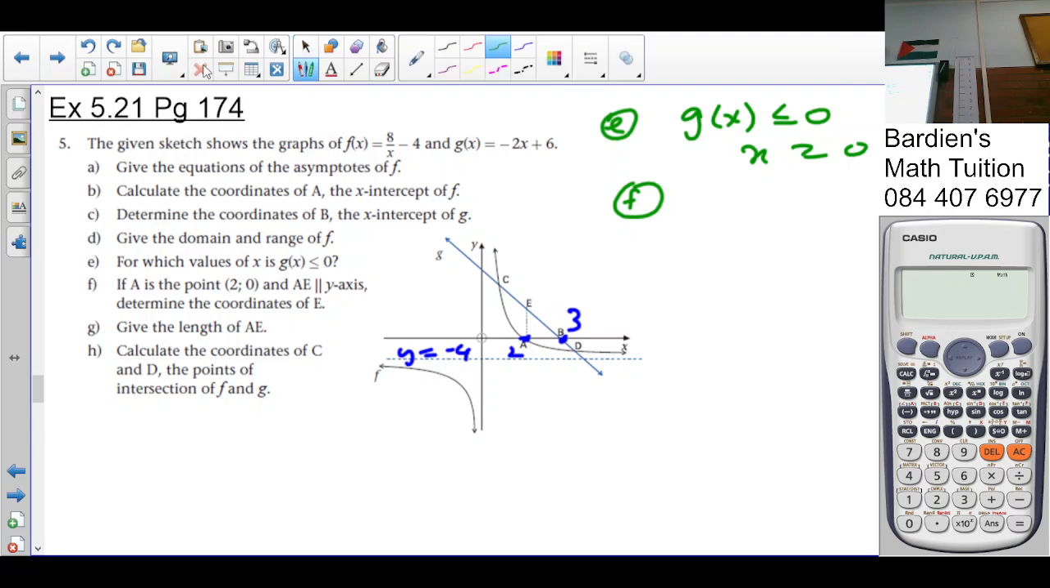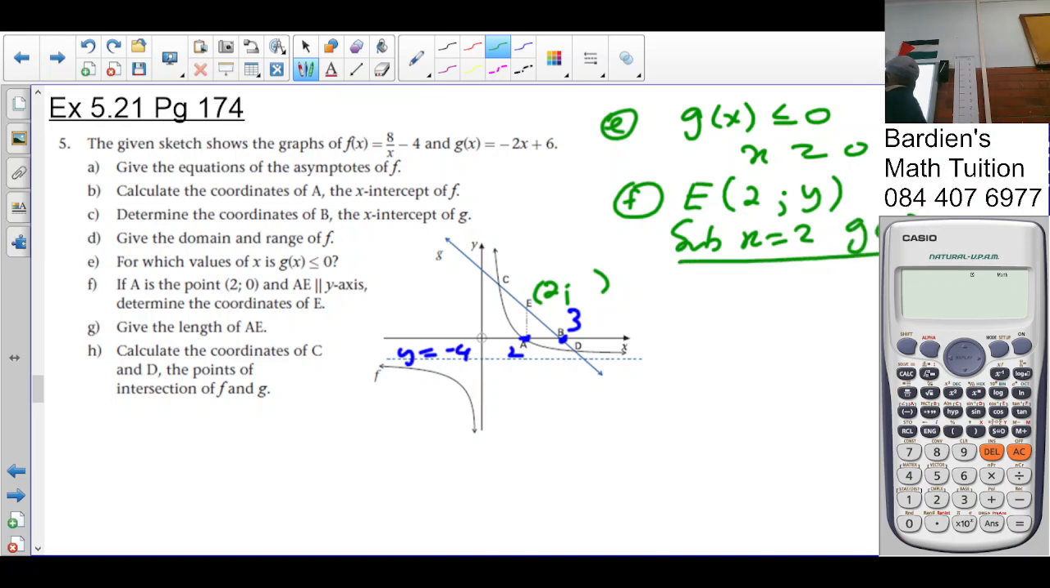We are told A is the point 2 and 0, which now confirms what we have. A is parallel to our axis; determine the coordinates of E. So as it stands here, we know the x value of E will be 2, and some y value. So we'll substitute 2 into which equation? The g of x. Why? Because E lies on g of x.